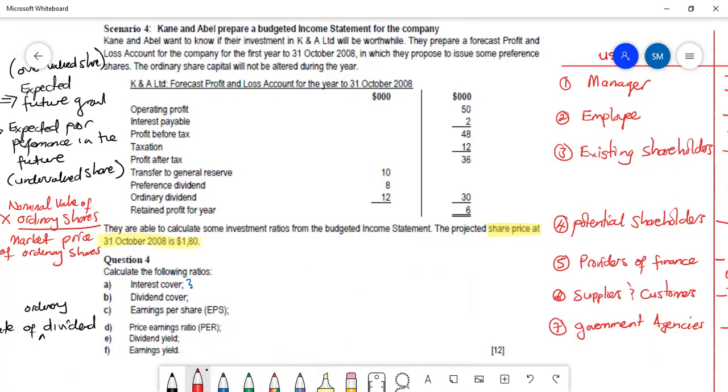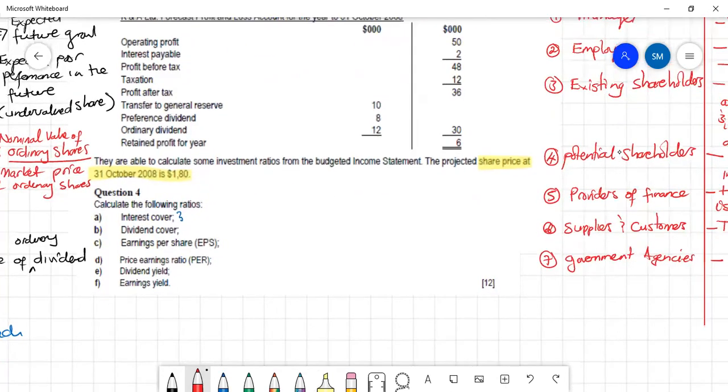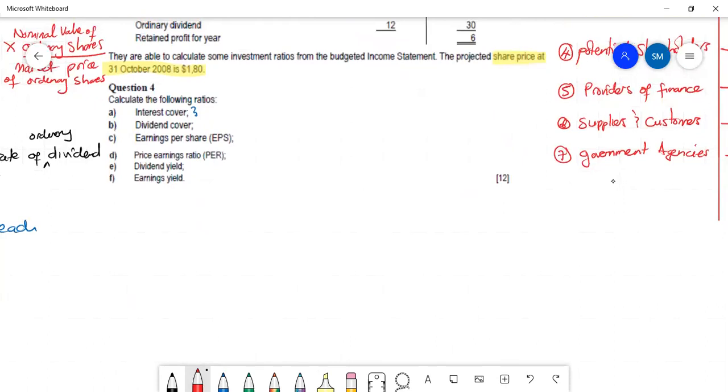Calculate the following ratios. Interest cover. So let's do what we are told. A, interest cover. How do you calculate interest cover?